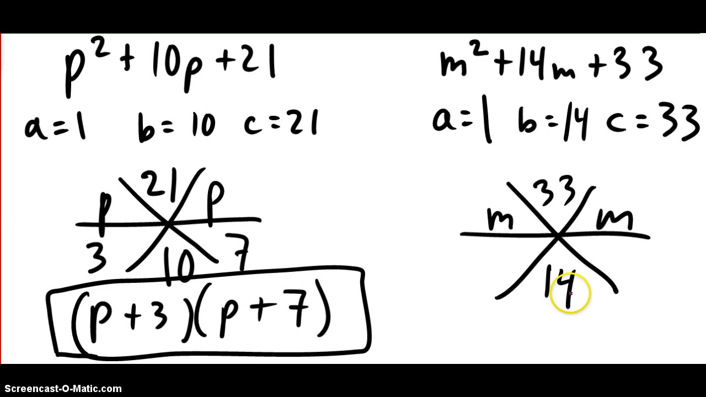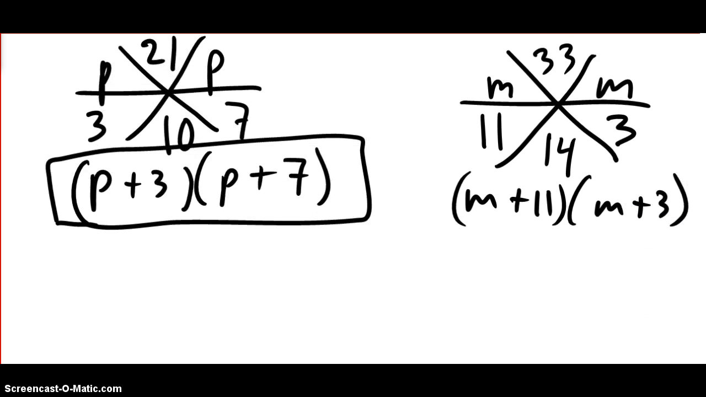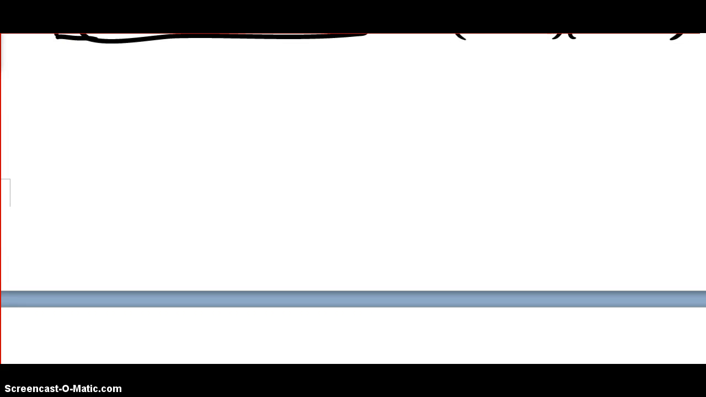Alright, so what times what is 33 that adds to 14? 11 times 3. So you have m plus 11, m plus 3. Easy, right? Okay, so we're going to do a few more practice examples. Okay, we'll just go down to this next page here.